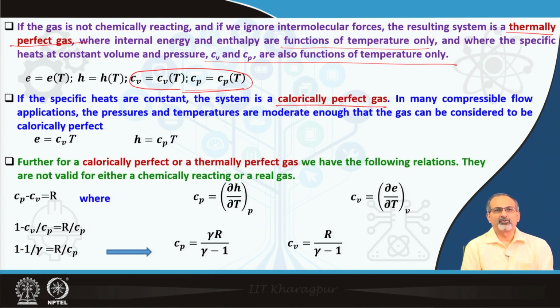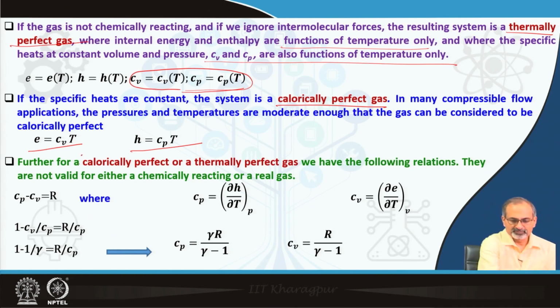In many compressible flow applications, the pressures and temperatures are moderate enough that the gas can be considered to be calorically perfect. And many of the relations that you have learned over the years in compressible aerodynamics are based on the calorically perfect gas assumption. Further, for a calorically perfect or a thermally perfect gas, that means it works for both, we have a couple of relations. They are, however, not valid for either a chemically reacting or a real gas.